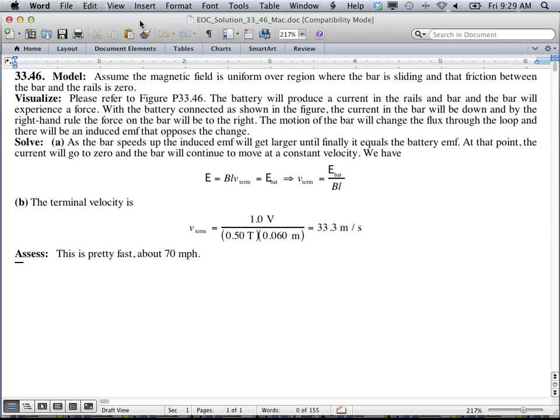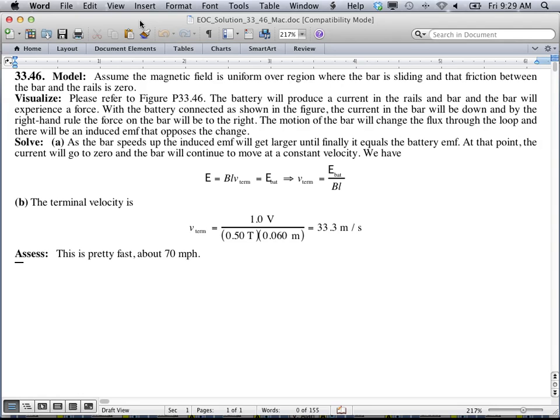So if you keep pushing this thing faster and faster, the EMF keeps getting bigger and bigger because delta phi is increasing. You know what I'm saying there? Then when that EMF matches the battery's EMF, it will just move at a constant velocity, because you've canceled out the battery. You get what I'm saying?